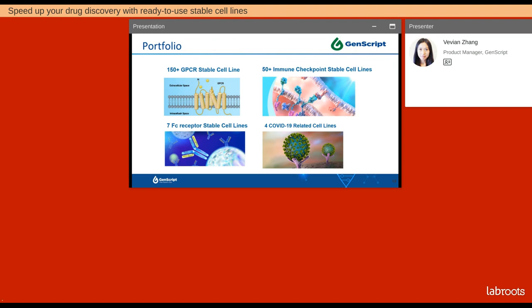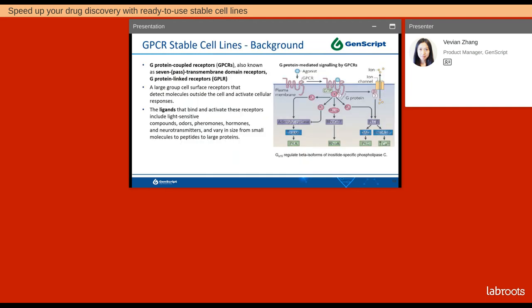Next, let me introduce to you the stable cell line products that we have at GenScript that can facilitate your research, including GPCR stable cell lines, immune checkpoint stable cell lines, Fc receptor stable cell lines, as well as COVID-19 related cell lines. First, let's talk about GPCR stable cell lines.